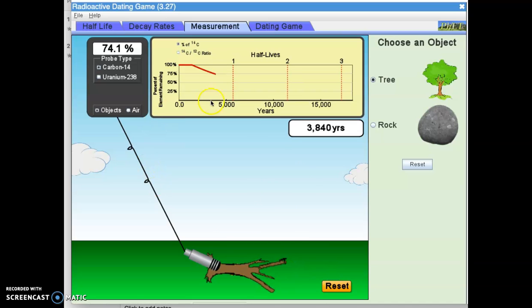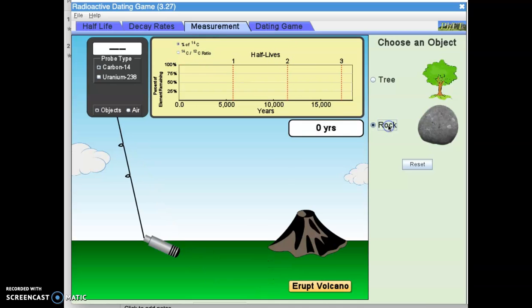So if we were measuring and only saw 50% of the expected amount of carbon-14, then we'd be able to figure out that exactly one half-life, or 5,700 years, had passed.